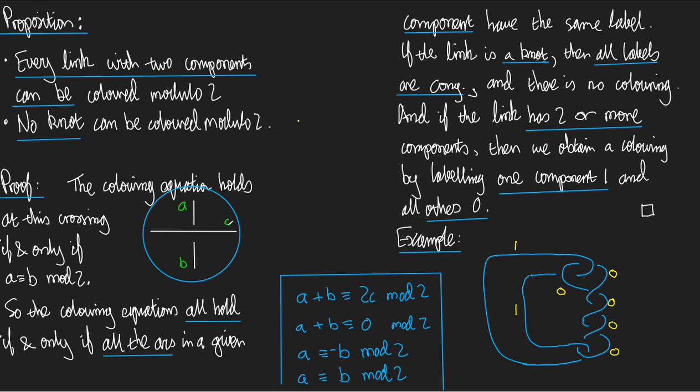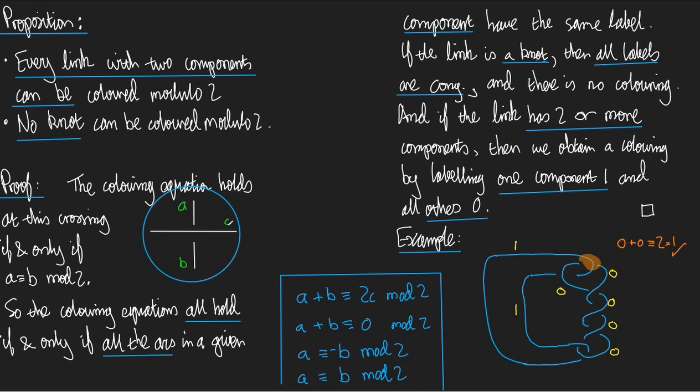Is this a colouring? Let's pick a crossing and check. Let's try an orange crossing. Let's look at this one here. What does the colouring equation say there? It says that we should have the sum of the two understrands, so that's 0 here plus 0 there, and that should be congruent to twice the label on the overstrand, which is 2 times 1. And is that true? Yes. And you could check every other crossing.